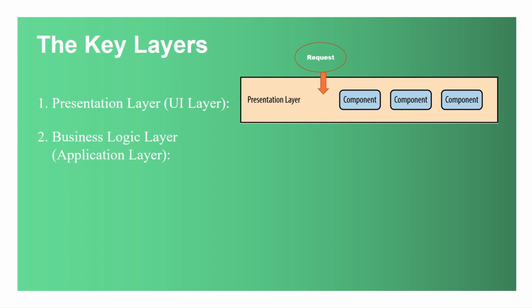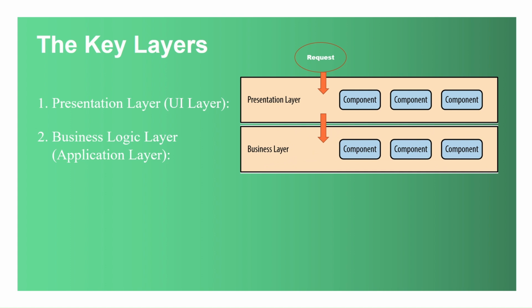Business logic layer. This processes the core functionality and rules of the application. When you add an item to your cart, this layer verifies the stock, calculates discounts, and processes the order. It's like the operations center that makes decisions.